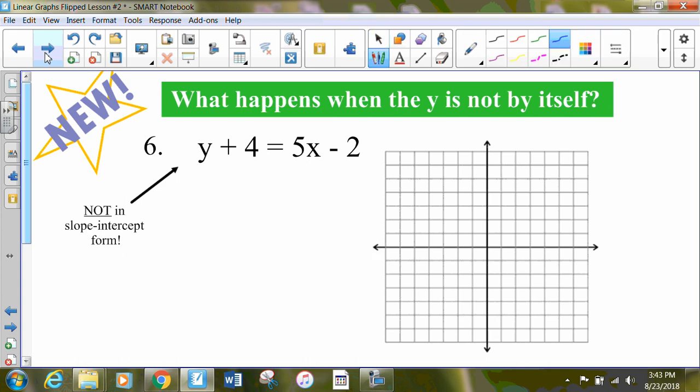Oh my gosh, we're used to the y being by itself, right? We're used to y equals 3x minus 5. No, there's this 4 here. What are we going to do? Well, let's get rid of it. Let's get y by itself.